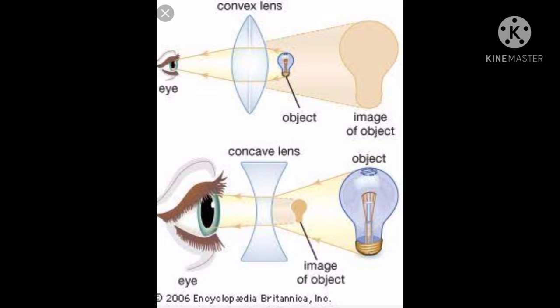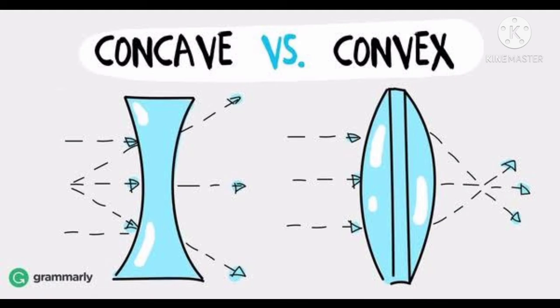See here, convex lens, eye is there. Whenever we want to see a magnified view of the image, we will use a convex lens. What about a concave lens? When the object is bigger, the image formed is small. Okay, the image formed is small, that is a concave lens. You all know concave and convex lenses, concave and convex mirrors.